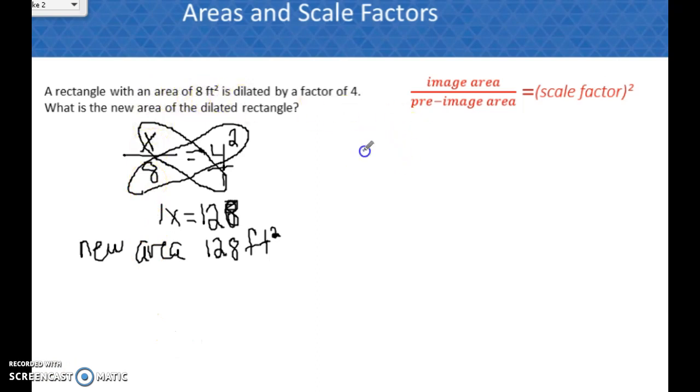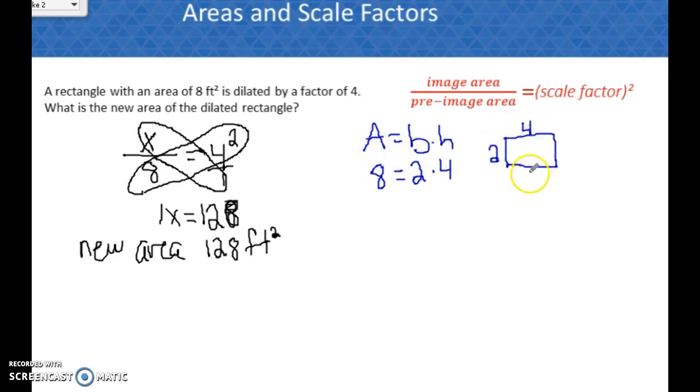feet. So I know rectangle area is base times height. So I'm going to let the base be 2 and the height be 4. It just has to work out to where it multiplies to the area that we want, which is 8. So I've decided that my rectangle is going to have dimensions of 2 and 4. That's going to be my original rectangle.